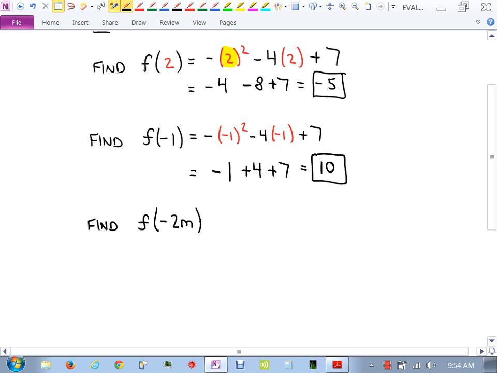So now I'm plugging in a variable with a number in front of it, but it's still replacing all my x's with that. So I will have the negative that was sitting there, then in parentheses, what? Negative 2m, and I'm going to square that. Then subtract 4 times what? Negative 2m, and then add 7.